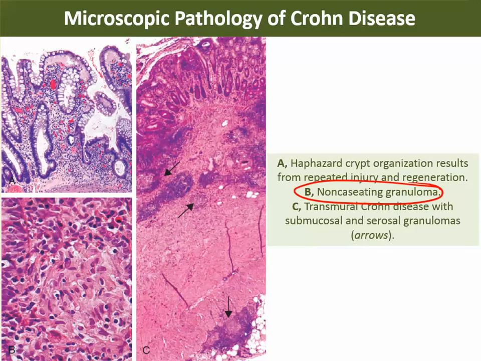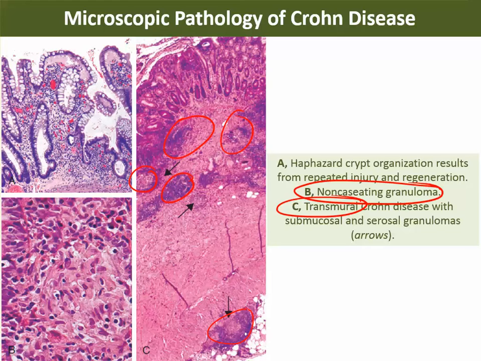In Crohn's disease it will produce non-caseating granuloma. The non-caseating granuloma will be involving all the transmural layers. It will be involving all the layers of the intestine. You can see the small granulomas, involving all the layers of the intestine.